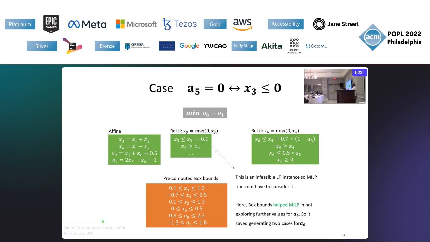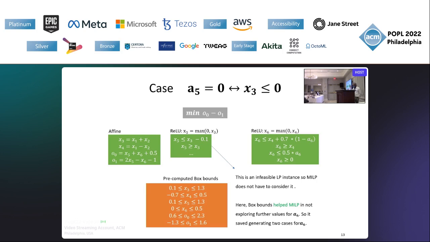So this branch you don't need to take because you have already proven that it is infeasible with your box bounds. Also, if you look at the box bounds here, which say that x3 is always positive, you can already prove that a5 equal to 0 is a case you don't need to consider. So plugging in these box bounds helps us eliminate some of the branches which we can prove infeasible by doing a cheap pre-analysis, right?